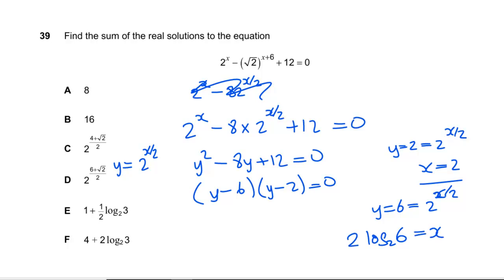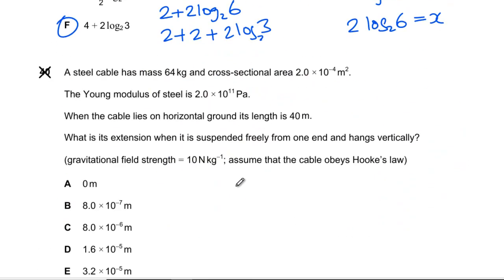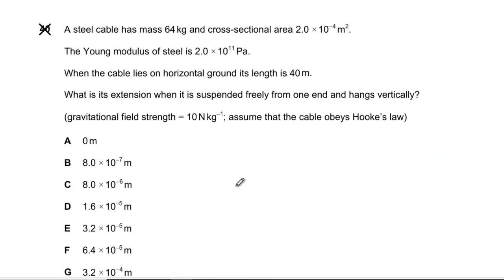So I want to add those together. So I've got 2 plus 2 log base 2 of 6, which is none of the answers, but it could be the last one. Could be the last one, because that's going to be log 6 is log 2 plus log 3. Log 2 is 1. So I'm going to get 2 plus 2 plus 2 log 3 base 2. So that is F. Okay, they nearly sort of snuck off with a tricky one there.